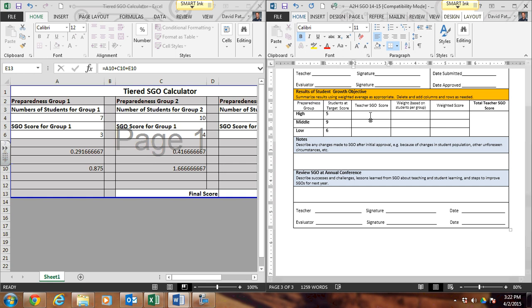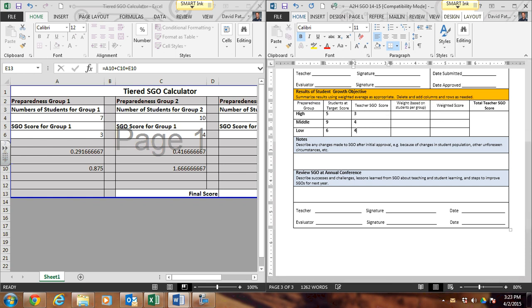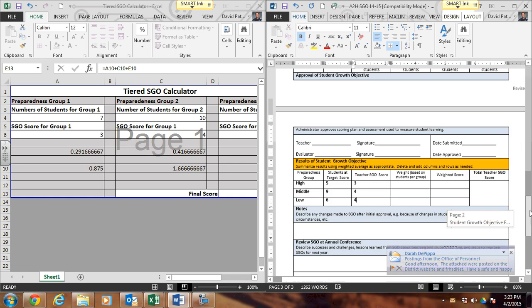The target SGO score was 90% there, 80% there, and 70% there. My teacher SGO score is 3, 4, and 4. Those are the values that I got based on what it says above in my SGO document.